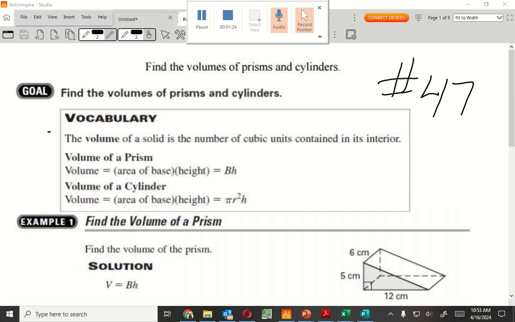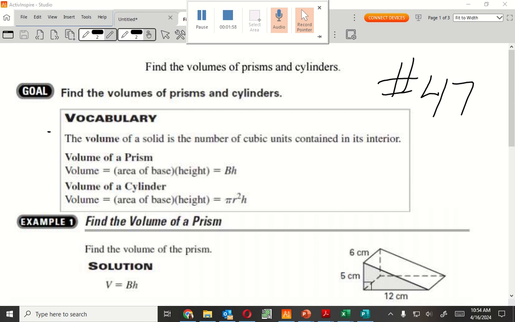The volume of a solid is the number of cubic units contained in the interior. When we were dealing with area, area was always square. Volume is always cube. Area is always square. Volume is always cube. You're going to confuse yourself, and it's bad enough.